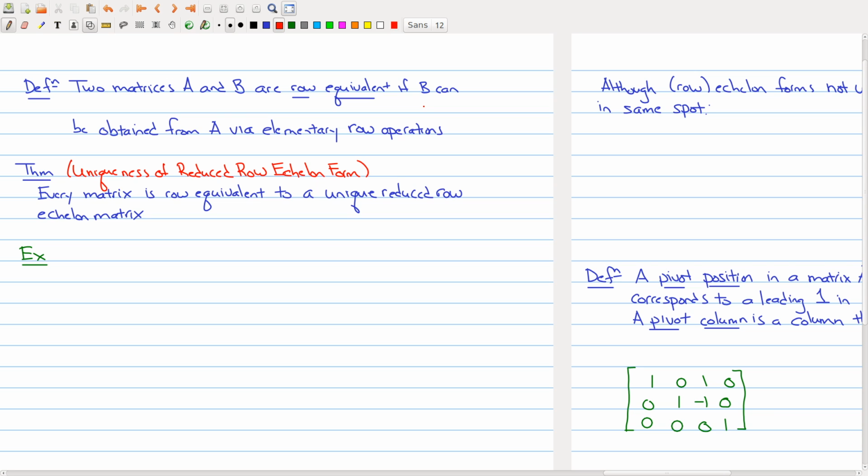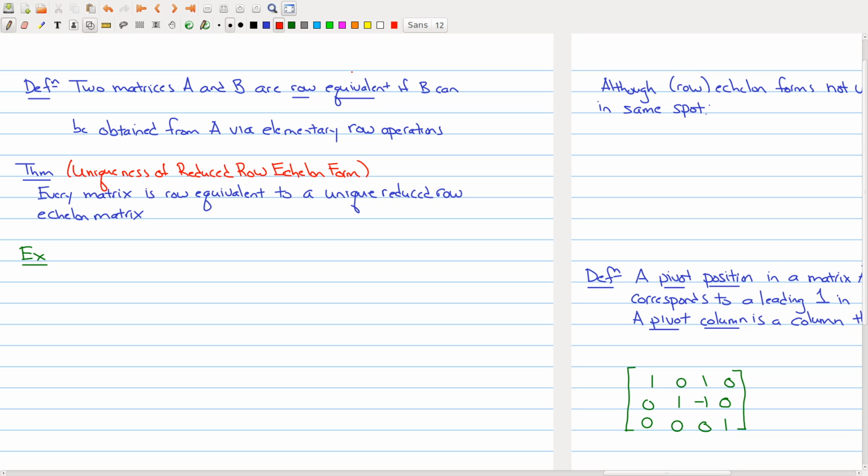Welcome to the third and final part of today's lecture. We're starting off this part with a definition about two matrices being row equivalent. We say two matrices are row equivalent if one can be attained from the other via elementary row operations.